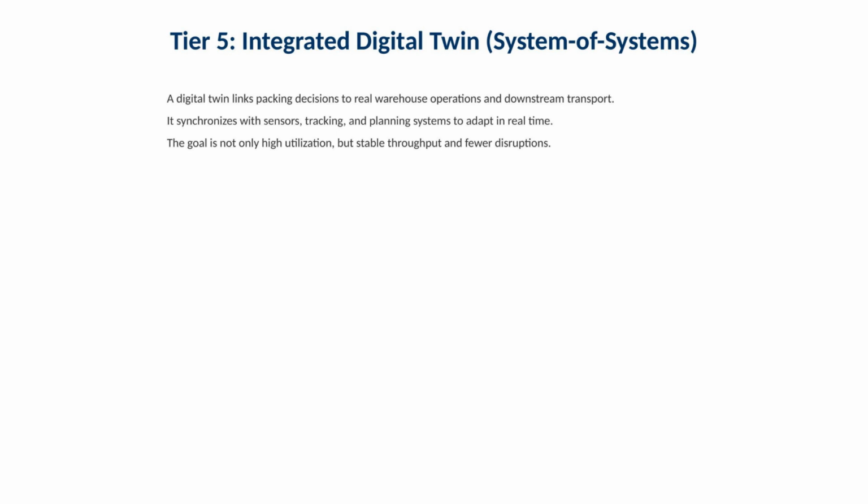Tier 5 moves beyond isolated optimization and introduces a digital twin. A digital twin keeps a live model of warehouse operations, inventory dynamics, and transportation constraints.